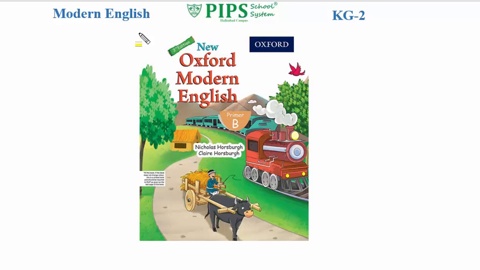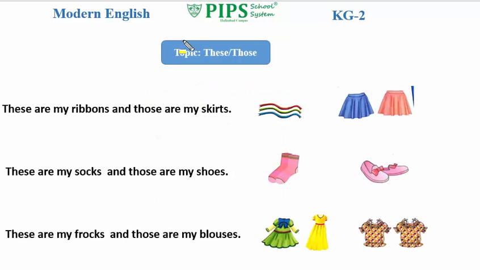Today we are going to study New Oxford Modern English Primer B. Today our topic is these and those. As you know students, these is a plural form of this and those is a plural form of that. We use these for nearby things and those for faraway things. Now we will learn the use of these and those.